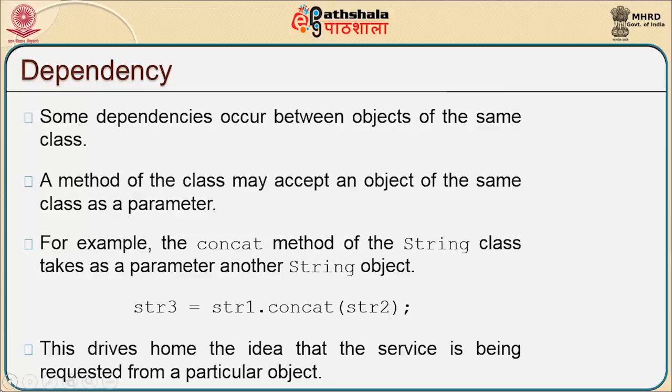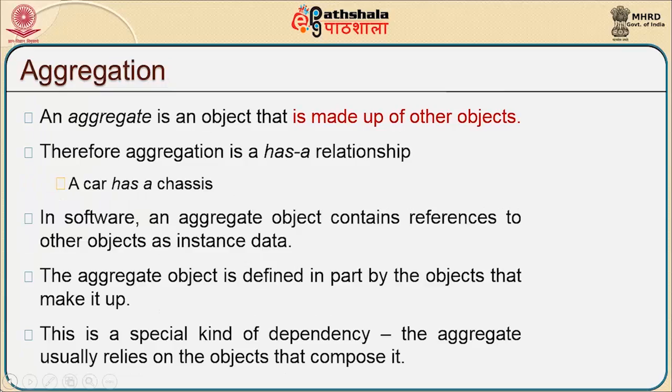Some dependencies occur between objects of the same class. A method of a class may accept an object of the same class as a parameter. For example, the concat method of the String class takes another String object as a parameter, say string3 is equal to string1.concat(string2). This means we are creating three different strings in one line. This drives home the idea that a service is being requested from a particular object. That is more about a dependency, which has been mentioned as uses.